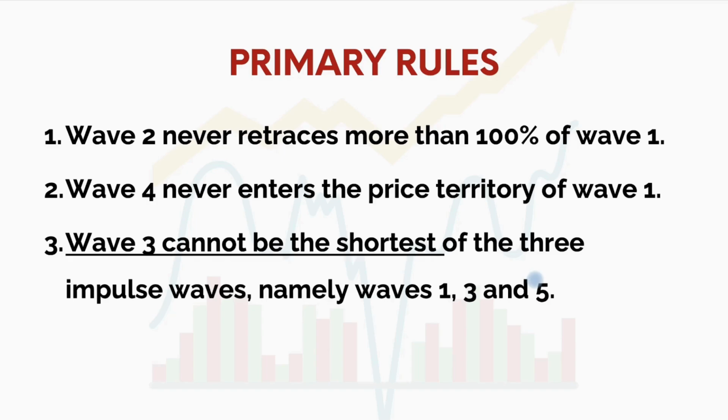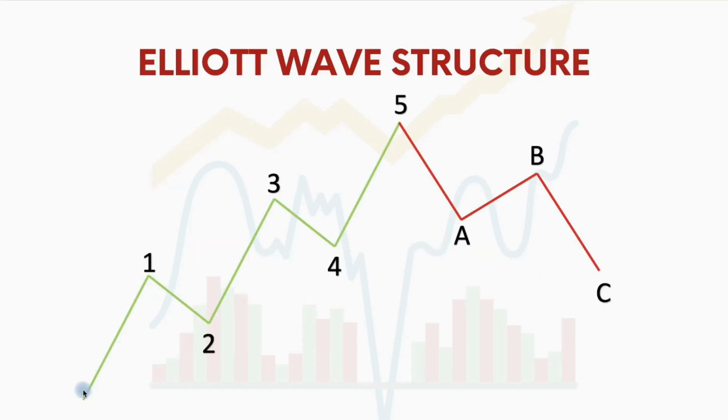So in the trend direction, if you look at this, wave 1 is moving in the trend direction, wave 2 is a counter trend, wave 3 is in the trend direction, wave 4 is a counter trend, and wave 5 is in the trend direction. So we have waves 1, 3 and 5 moving in the trend direction. Out of these 3 waves, wave 3 can never be the shortest. That means wave 3 cannot be shorter than both wave 1 and wave 5.